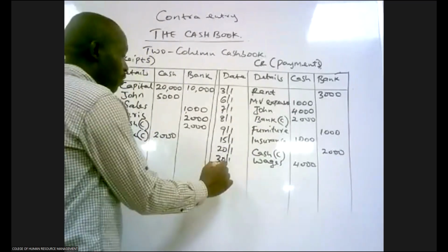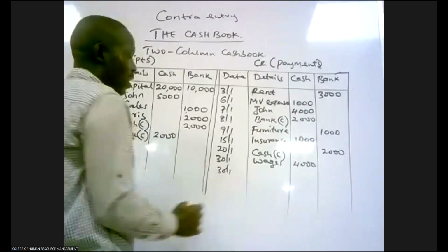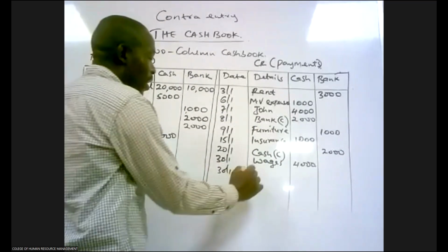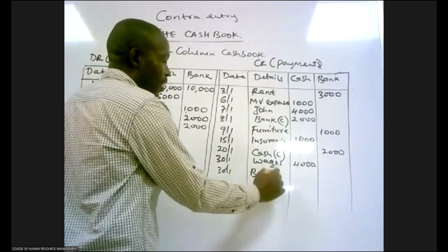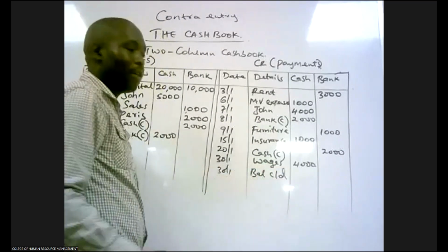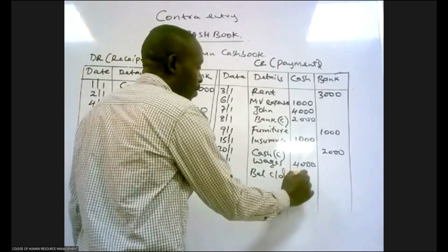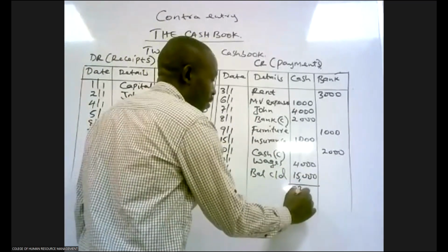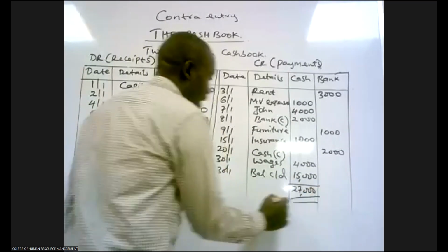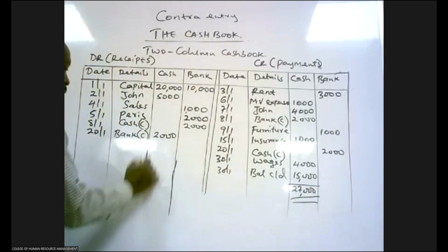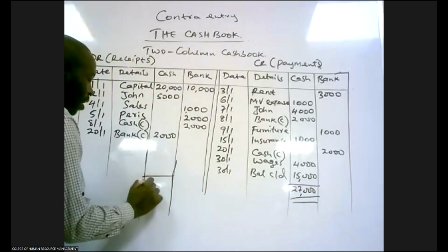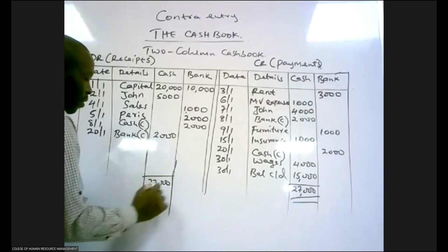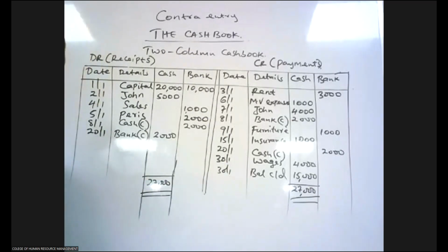So you come here and say, on that last day of January that year, there is a balance carried down, a closing balance in cash of 15,000. So that now we can have 27,000 here, and on this side, we shall also have 27,000. Our cash is balanced. We do the same to the bank.